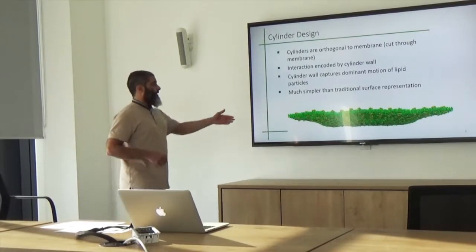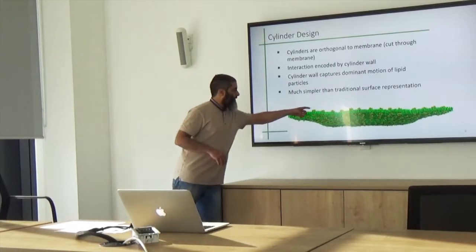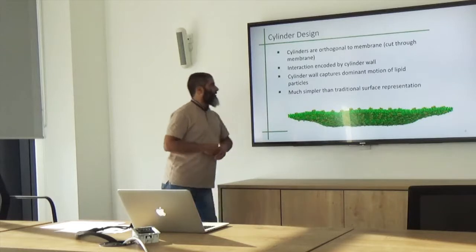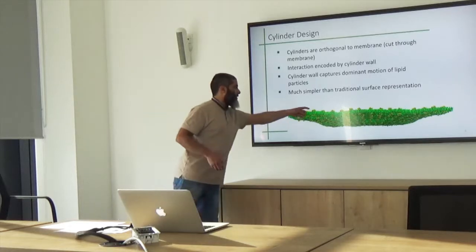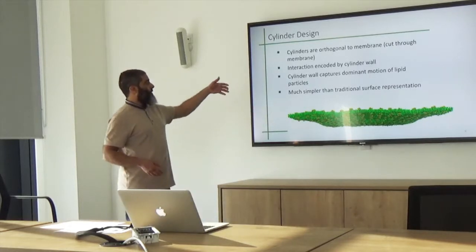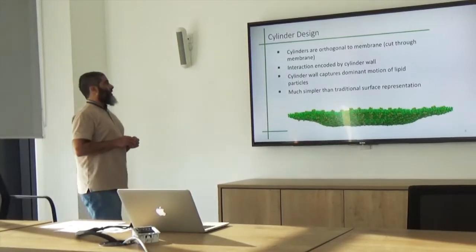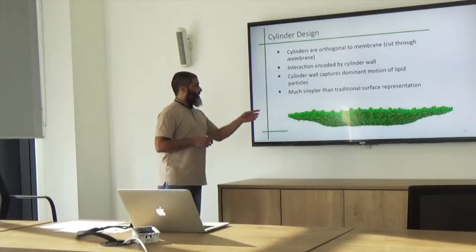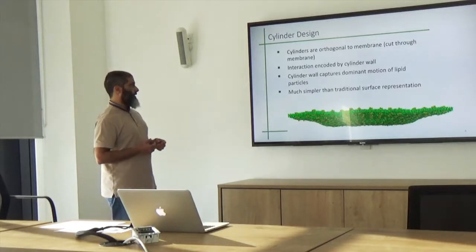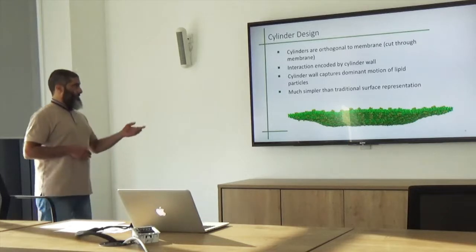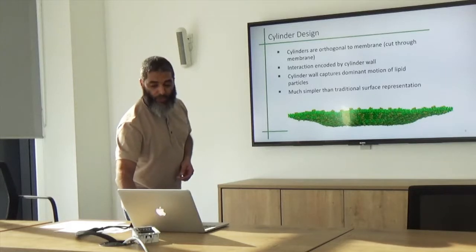Here you can see the membrane. The green particles represent the lipids, and the yellow body is the protein molecule. If you replace the protein with our cylinder, then you will see the wall of the cylinder will encode the interaction. When the flow of molecules surrounding the protein moves, it will interact with the wall of the cylinder. This way, as you can see, it's much simpler than the traditional surface representation.